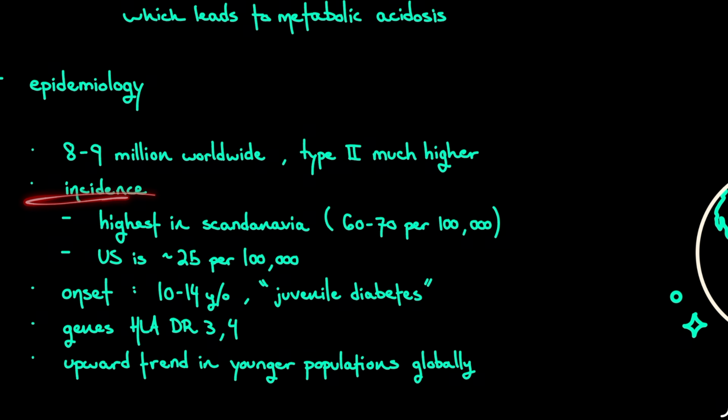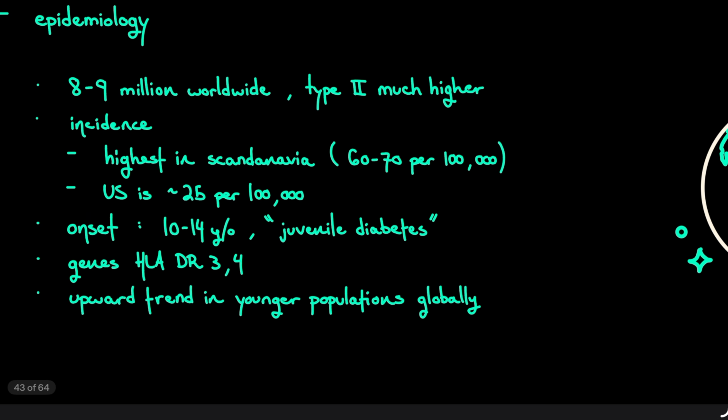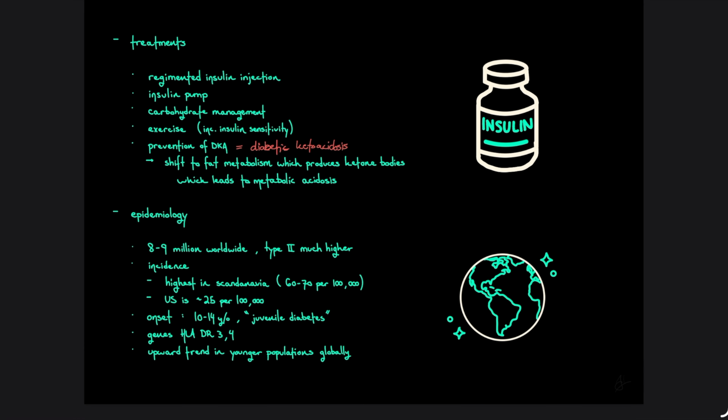The incidence we see very high in Scandinavia, which is pretty interesting. In the U.S., about 25 per 100,000. We've seen these genes, HLA-DR 3 and 4, so that is part of MHC2 that has been noted to be a problem. Again, not the smoking gun, but has been associated with this disease. And we do see an upward trend in younger populations. So, yeah, a lot of good research to be done here. Autoimmune conditions on the whole are on the rise, and we got to figure out why.